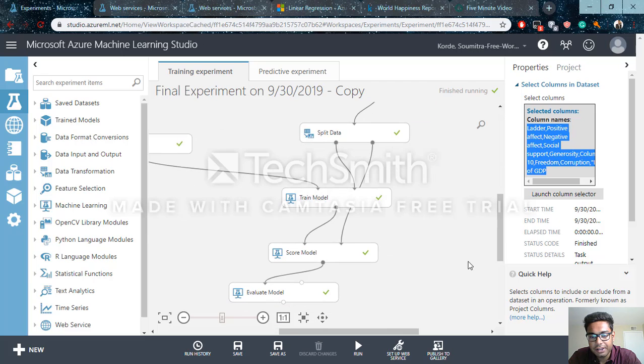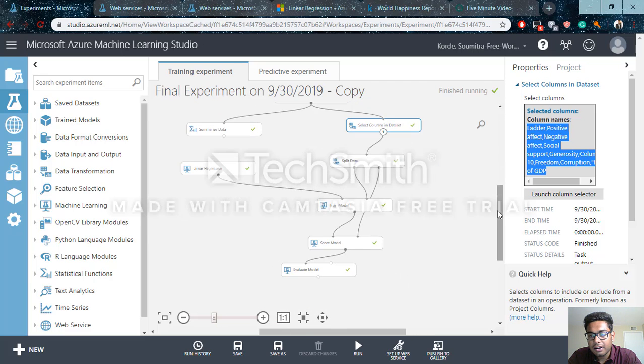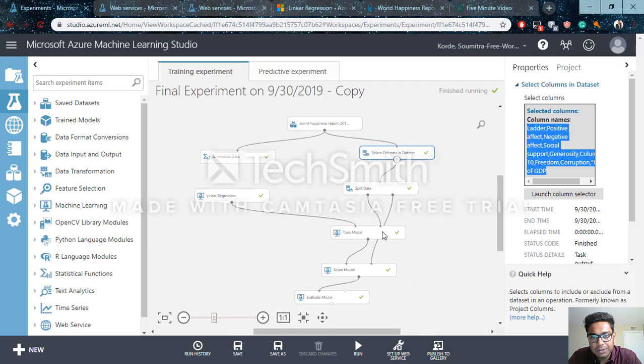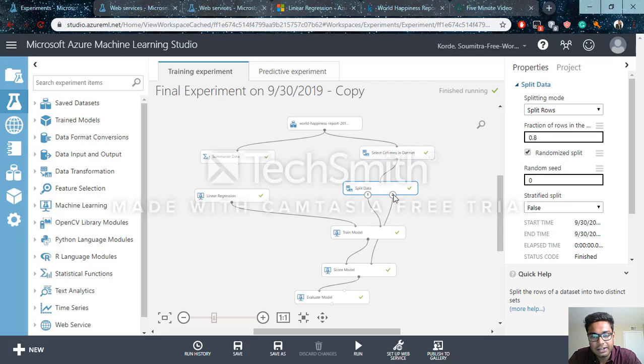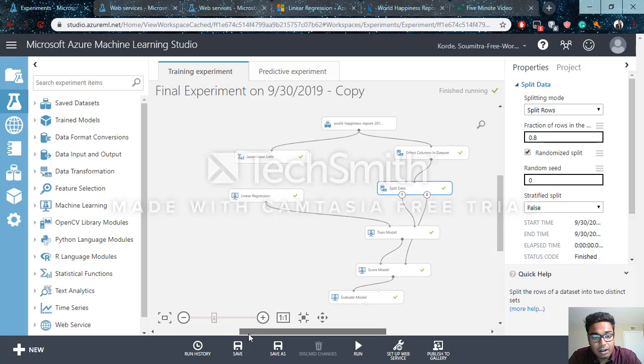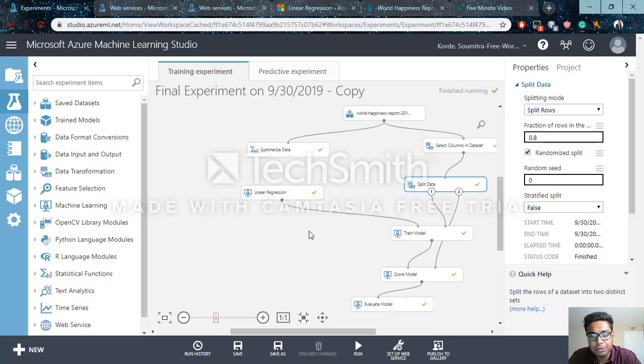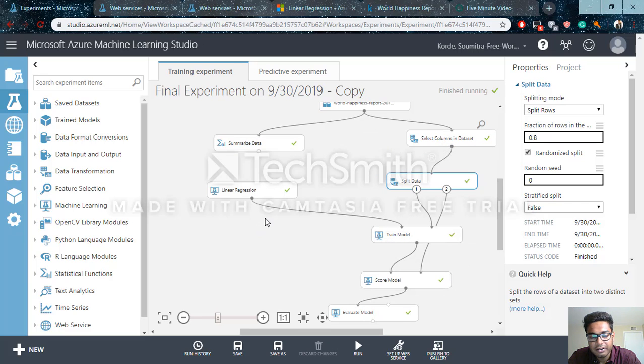After this, I have split my data into two parts, the train data set and the test data set. I have split my data so that 80% of the data will be used for training the model, and 20% will be used for testing the model. The machine learning algorithm that I have used for training my model is linear regression.